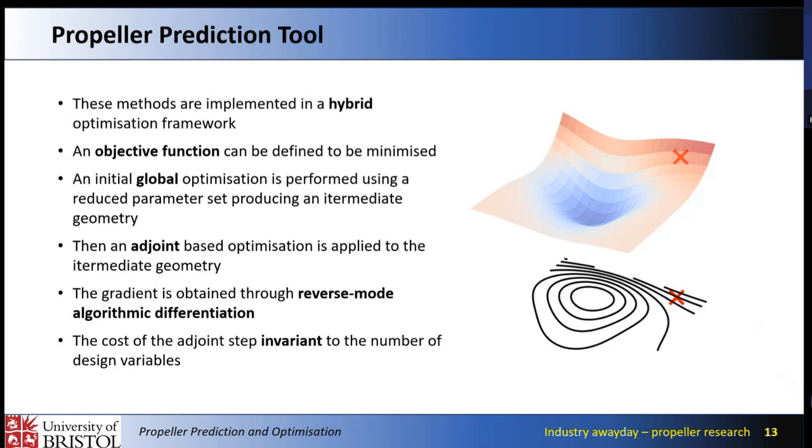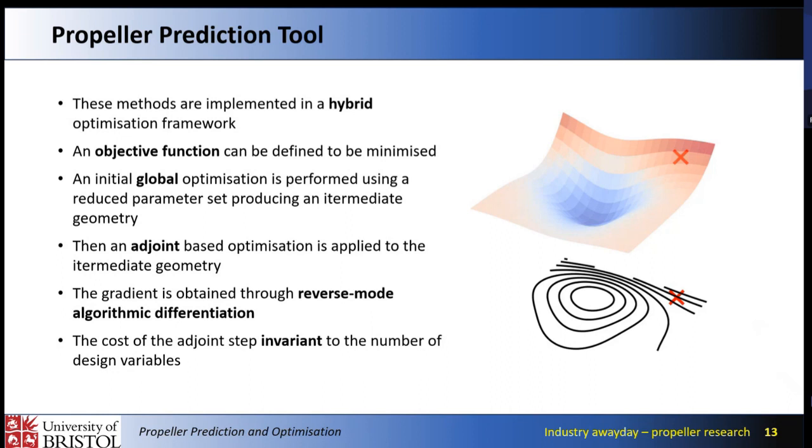We then have an optimization framework that we've created. We call this a hybrid optimization framework. This is basically a global optimization, which works initially on a reduced geometry, and then we follow it with a gradient-based optimization, which can do a much more detailed design. So we take whatever objective function we like. It might be efficiency, it might be noise-based, but we want to minimize, or you can set it to maximize that function. And we start with our initial global optimization.